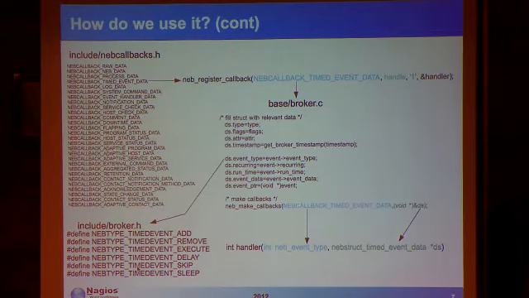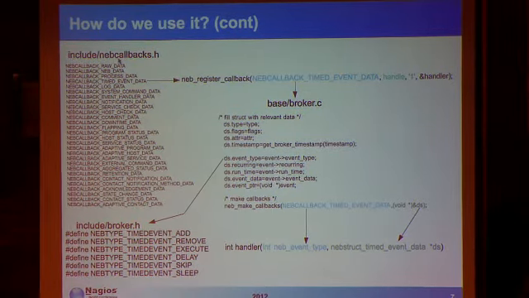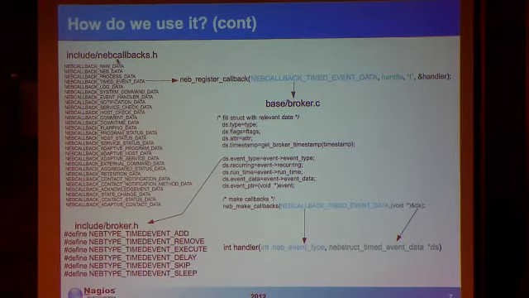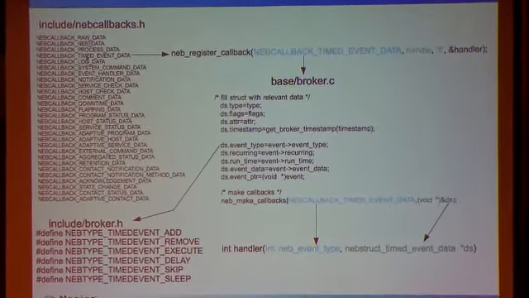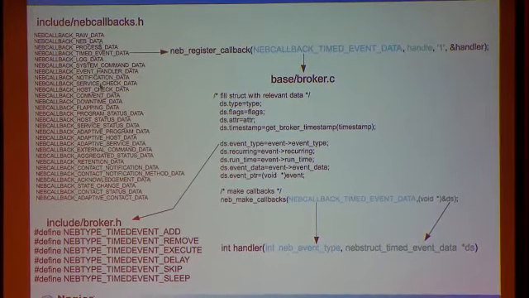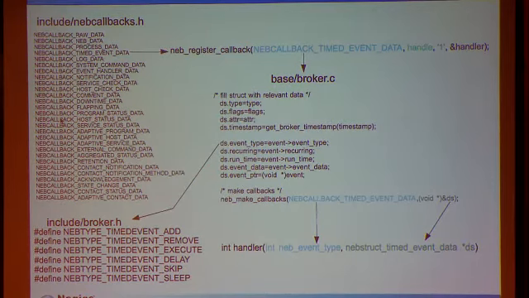And this is just a more complicated version of what I just said. So you get into Nagios, inside the includes directory. I'm talking about the Nagios source. So just download Nagios, whatever version. Go into include, you'll find NEB callbacks. Inside NEB callbacks, you'll find a whole bunch of constants that basically correspond to the types of events that you can subscribe to.